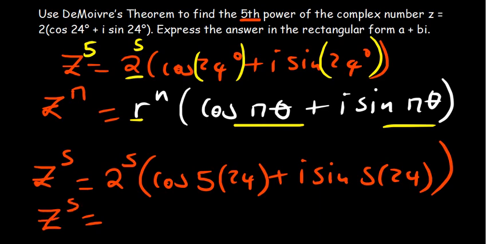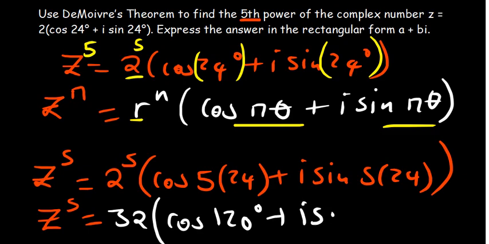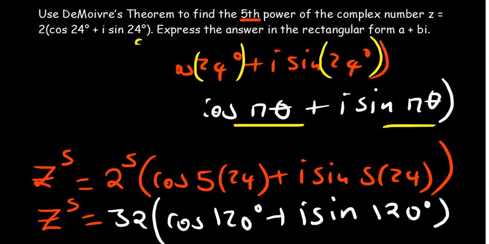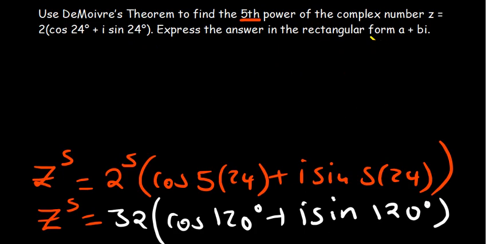We basically understand that 2 to the power 5 is 32. We appreciate that. So 5 being multiplied by 24 is going to be 120. So we have, of course, cos 120 degrees plus i sin 120 degrees. That's what we have. Now they want us to express our solution in rectangular form, so we want to simplify it even further than what we have.